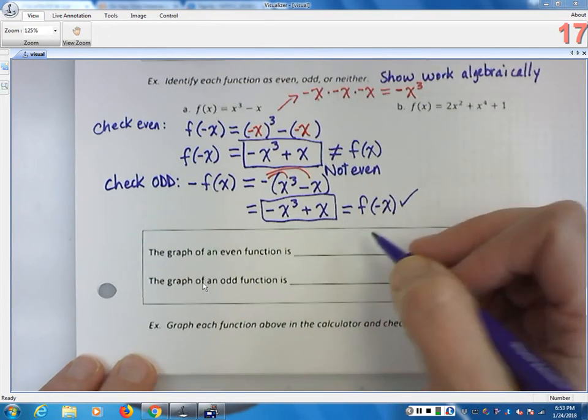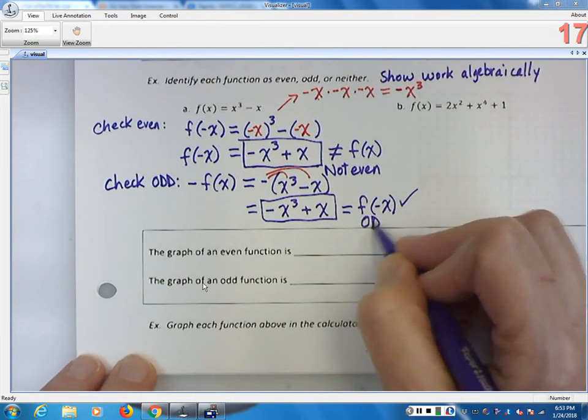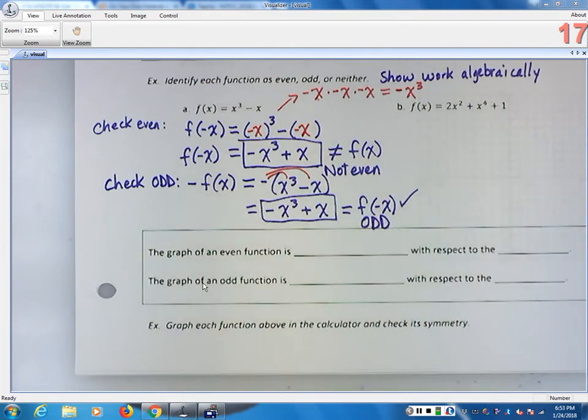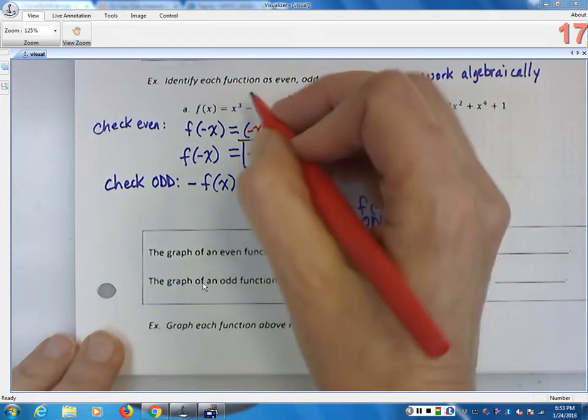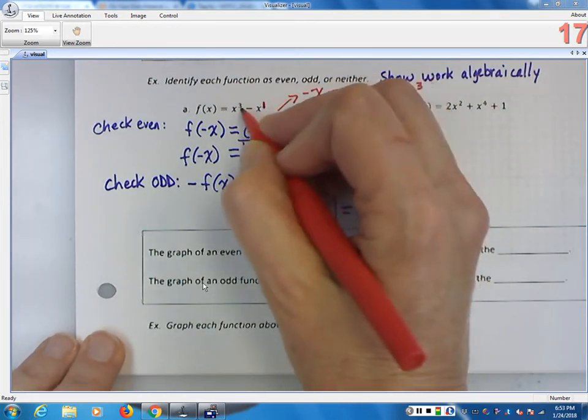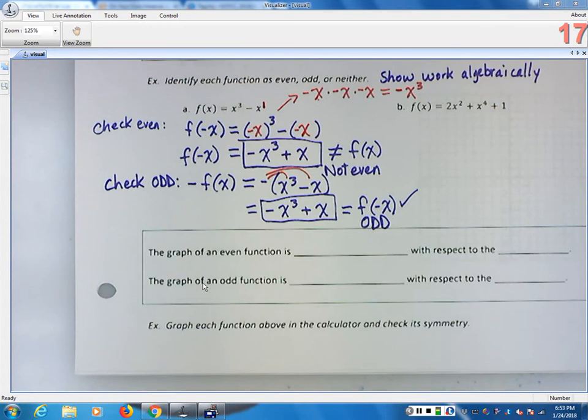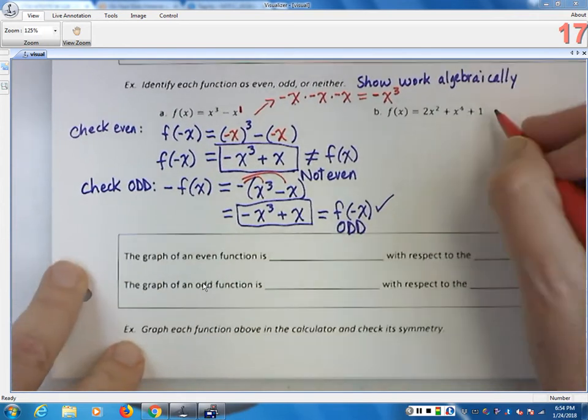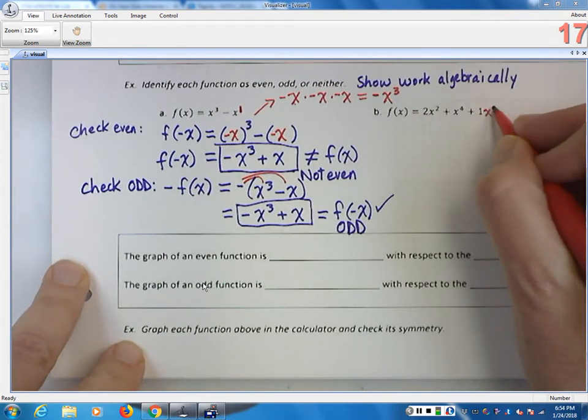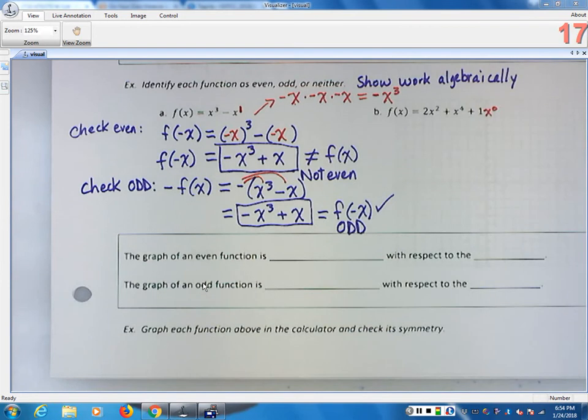Yes, so it's odd. If those were not equal, then it would be even. One thing about odd functions is if we have all odd exponents, it's going to be an odd function. And if we have all even exponents, it's going to be even. But I need you to show your work on the test, though.